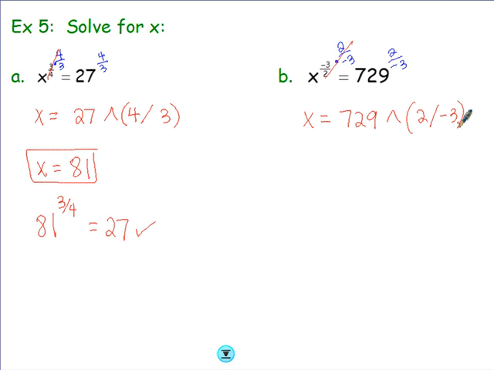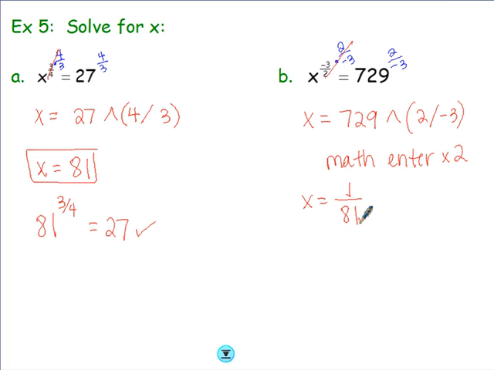Now, you're most likely going to get a decimal. We don't like decimals, and you're not allowed to round. So if you're using one of my calculators, math, enter 2 times, and it would tell you that x is 1 over 81.